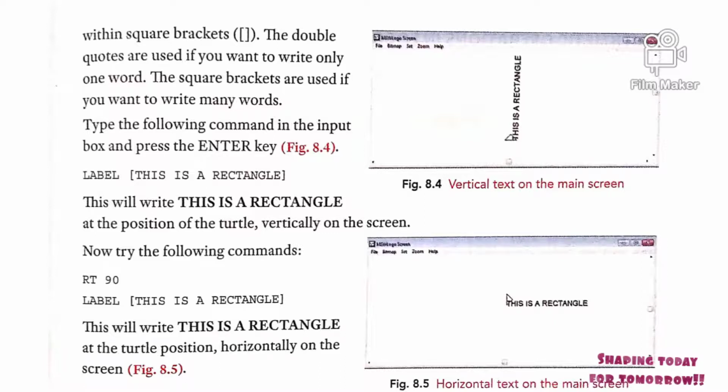Now try the following commands. RT 90, label [this is a rectangle]. This will write "this is a rectangle" at the turtle position horizontally on the screen. See figure 8.5 for this. So students, this is how horizontal text on the main screen looks. It will show you where the turtle sits on the screen. Now you must be wondering why it is showing horizontally. So students, if you want the text to come horizontally on the screen, you have to write RT 90. After this, your text will come in the horizontal position on the screen.